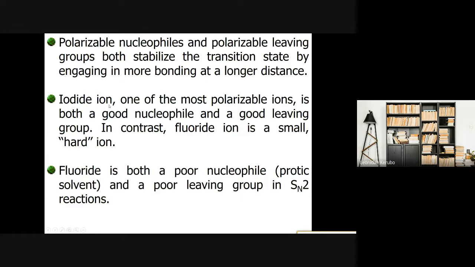So iodide ion, which is one of the most polarizable ions, is both a good nucleophile and also a good leaving group. In contrast, fluoride ion, which is a very small ion, as we've seen in the halogen series, is a hard ion, and therefore it's not polarizable, so it's not a good leaving group, neither is it a good nucleophile, as you've seen in earlier lectures. Fluoride ion is both a poor nucleophile in protic solvents and a poor leaving group in SN2 reactions.